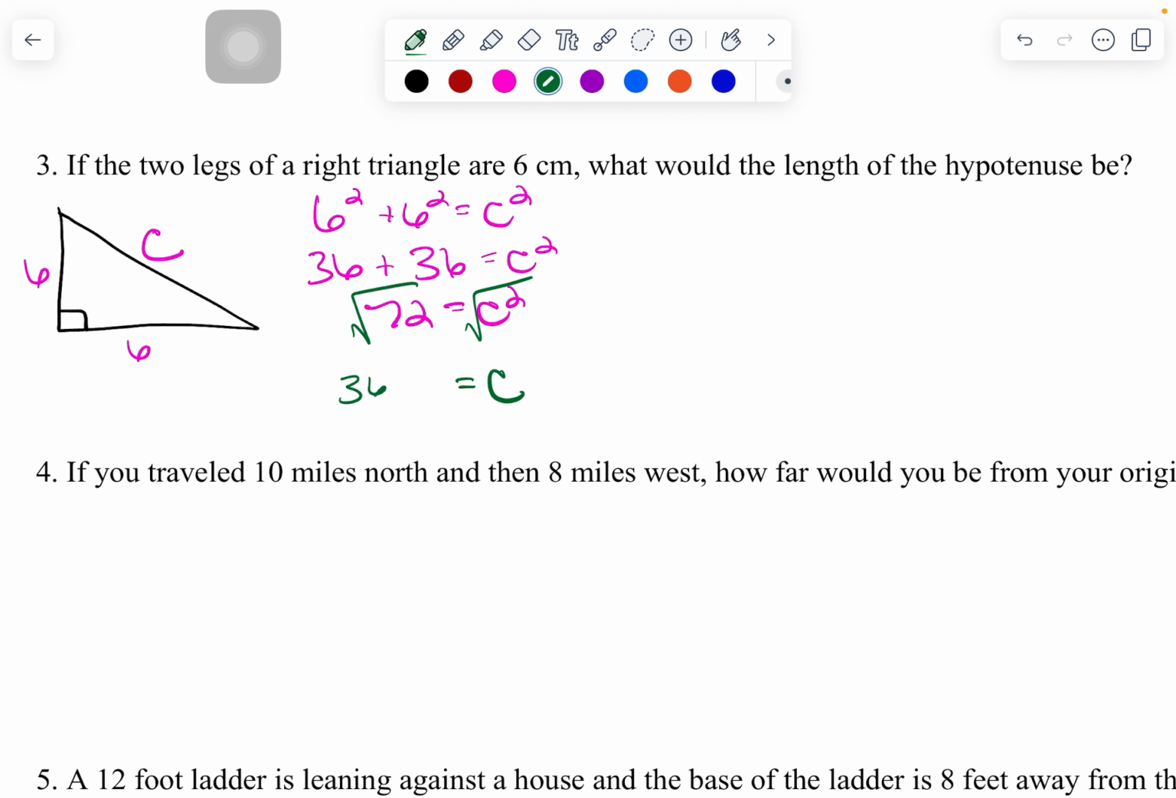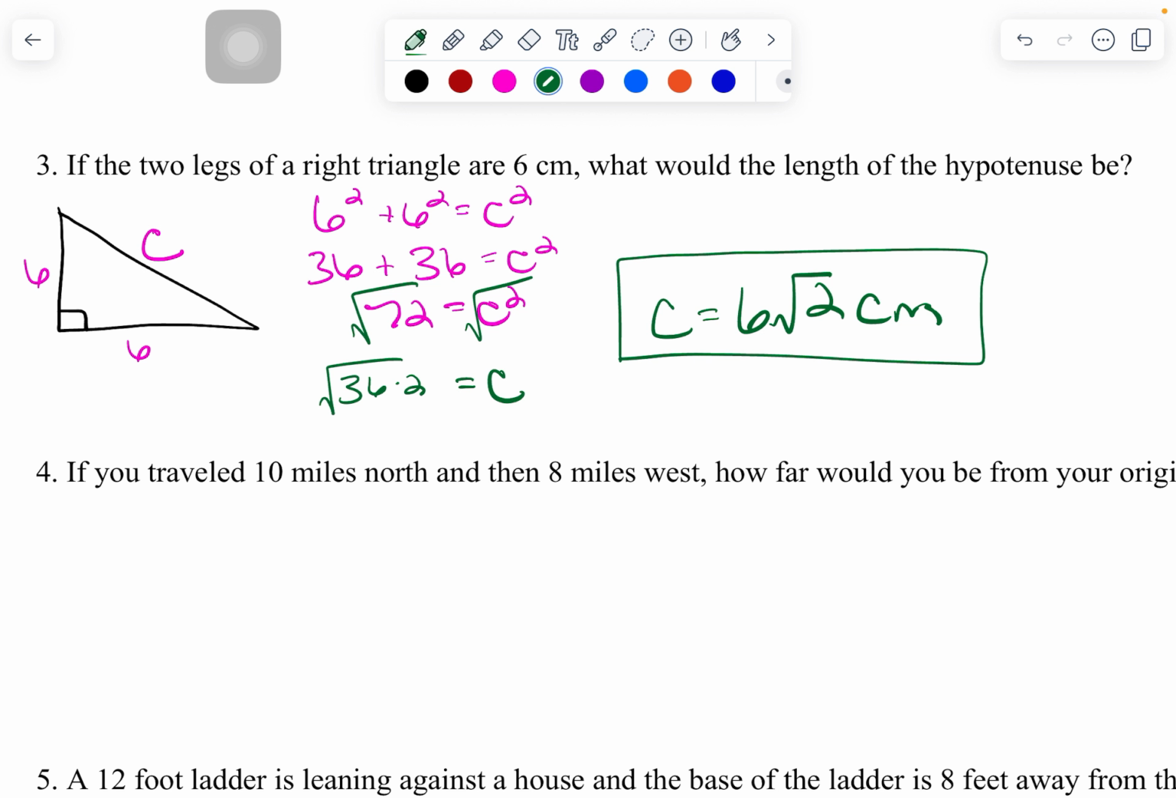72 is 36 times 2. I keep using perfect squares. So c is equal to 6 root 2, and this was in units of centimeters, so I can go ahead and answer in centimeters here. Okay.